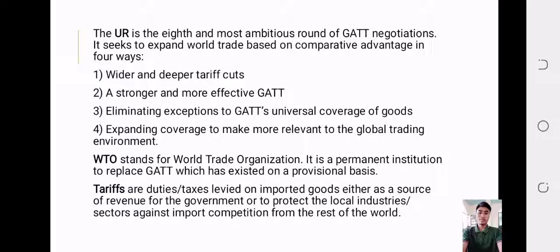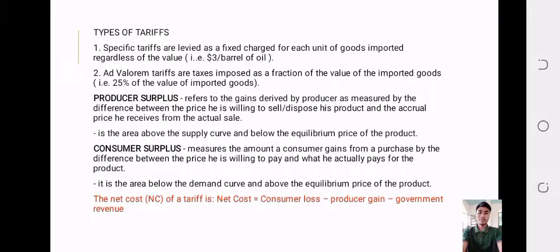WTO stands for World Trade Organization. Tariffs are duties, taxes levied on imported goods, either as a source of revenue for government or to protect local industries and sectors against import competition from the rest of the world. So these are the types of tariffs. Specific tariffs are levied as a fixed charge for each unit of goods imported regardless of value. Ad valorem tariffs are taxes expressed as a fraction of the value of imported goods.